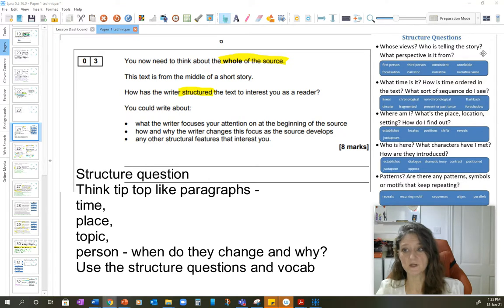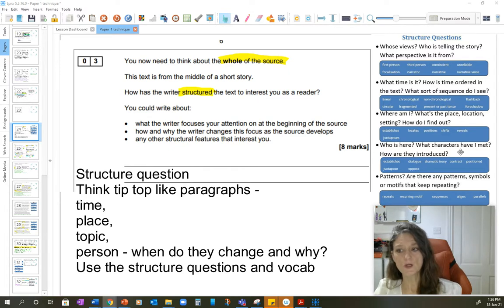So whose point of view is a story being told from? Again, what time is it? And you've got the words to help you. Is it chronological or linear, or does it jump backwards and forwards? Is there a little flashback in there? Where am I? So does the place change? Right, in this extract, they're just in the jungle all the time, but do they move around? Does the T-Rex move around? How is the place established?